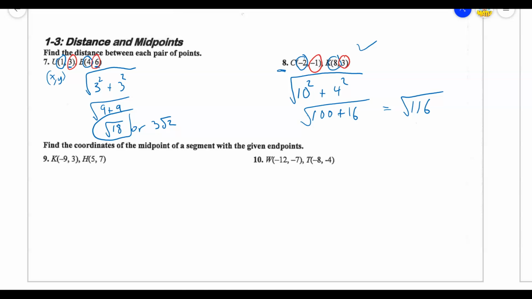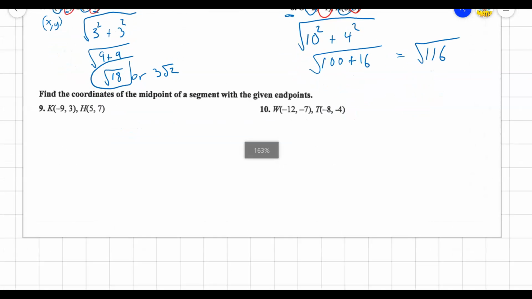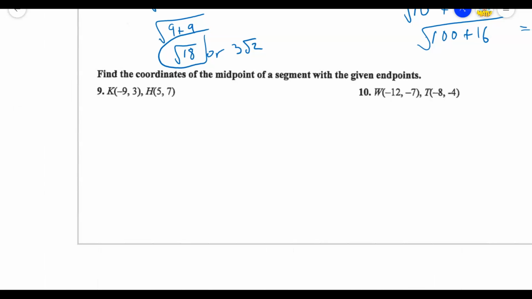Okay, so moving on, now we have midpoints, a little bit different. In my opinion, probably even easier. For midpoint, we just take the two coordinates, we take our two x coordinates and we add them together and divide by 2. So I'm going to take -9 plus 5, add that together, and then I'll divide that by 2. Then I'm going to look at my y coordinates, 3 and 7. I'm going to add those two together and divide by 2 as well. And that's it. That's my midpoint.